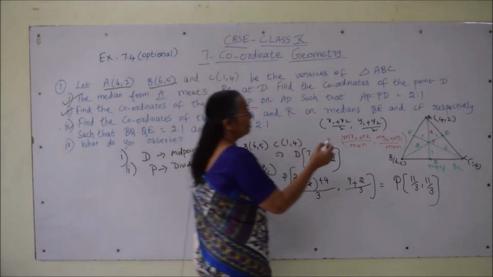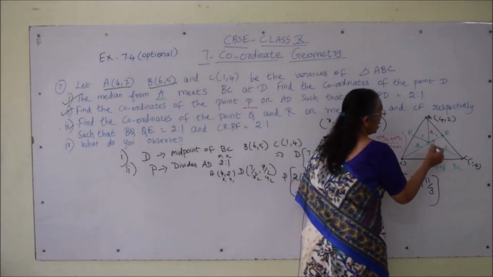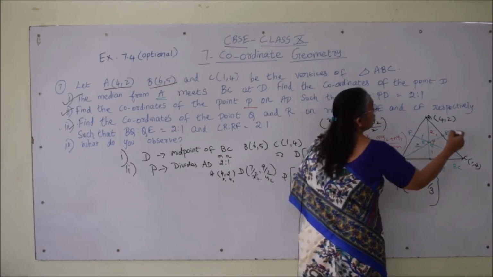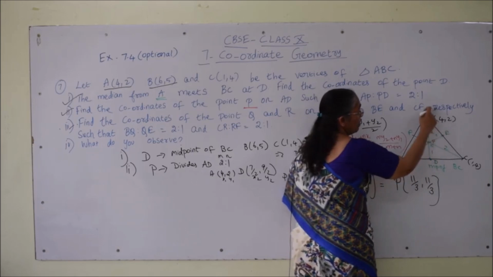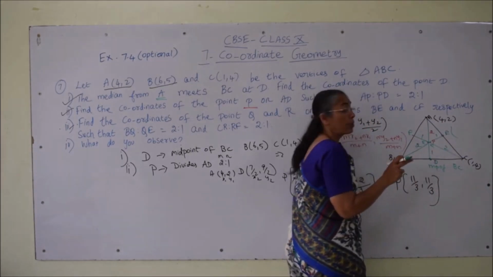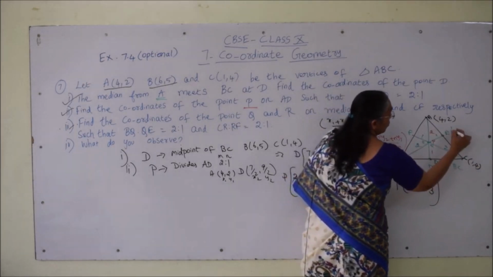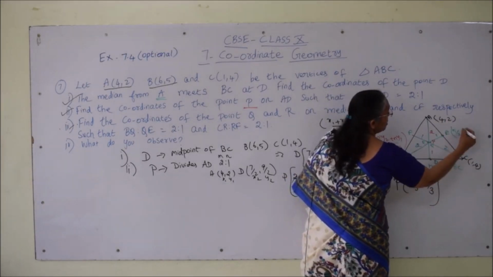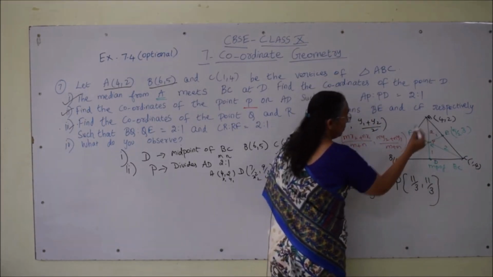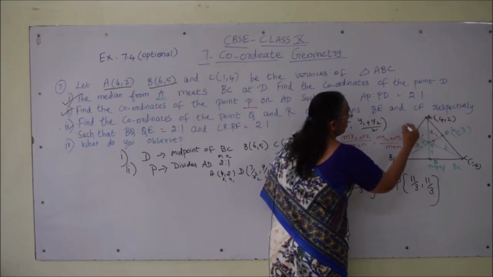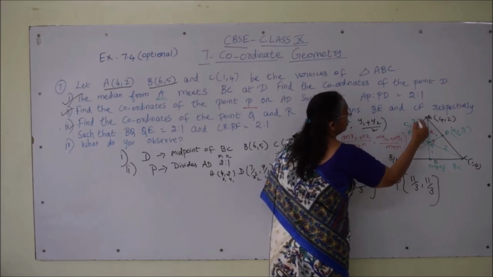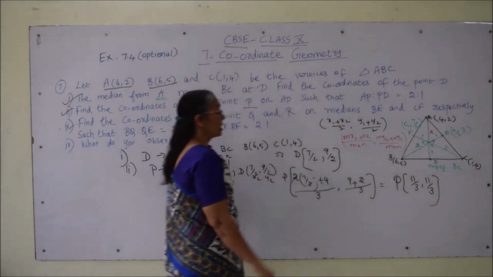Now, to get the point Q, we should first find E. E is the midpoint of AC. So, again using (x1 + x2)/2, (y1 + y2)/2, you will get (4+1)/2 = 5/2, (2+4)/2 = 3. E vertex we got. Similarly, F vertex is the midpoint of AB: (6+4)/2 = 5, (2+5)/2 = 7/2. So, we now have E vertex and F vertex.